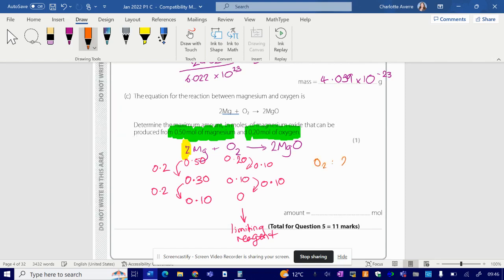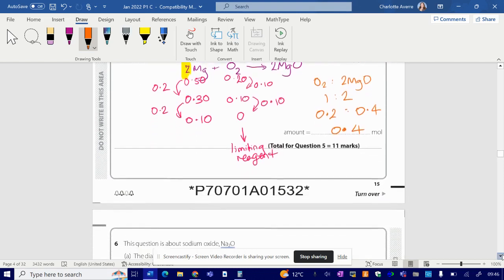Now, oxygen and magnesium oxide are in a 1:2 ratio. I started off with 0.2 moles of oxygen, so I will have made 0.4 moles of magnesium oxide. If you've got a quicker way of doing it, that is absolutely fine, but that is the most step-by-step method I can think of.